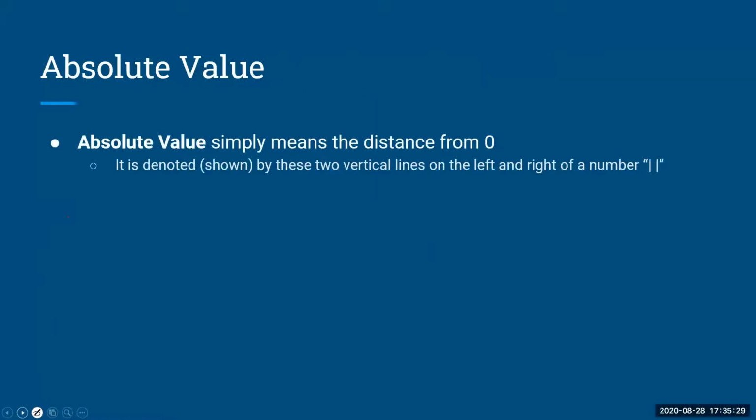All right. Absolute value. So absolute value simply means the distance from 0. And it's denoted by 2 vertical lines like that. X is any number. So for example, absolute value of 5 looks like this.